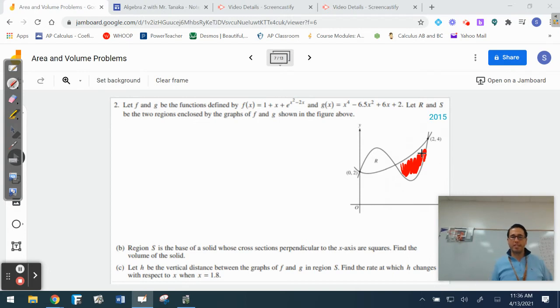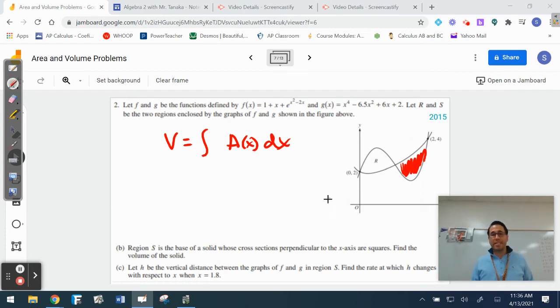It says we have cross sections that are perpendicular to the x-axis that are squares. Find the volume. Okay, I was talking about this right in 2019. How do we find the volume with cross sections? The volume is equal to the integral of A. It's perpendicular to the x-axis, so it'd be the area of one of the cross sections, and it'd be dx, once again perpendicular to the x-axis, and I'm going to go from 0 to 2.